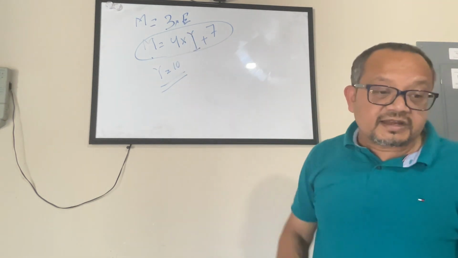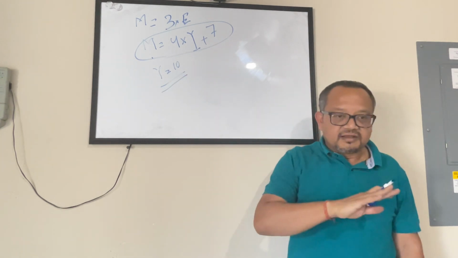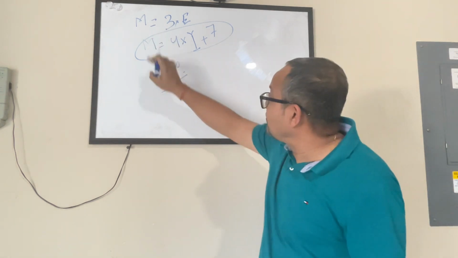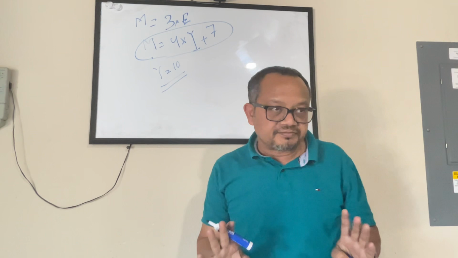And this is a linear relationship because any variable that you see has a maximum power of 1. M has a power of 1, Y has a power of 1. If there is nothing written, that means it is 1. Yeah?